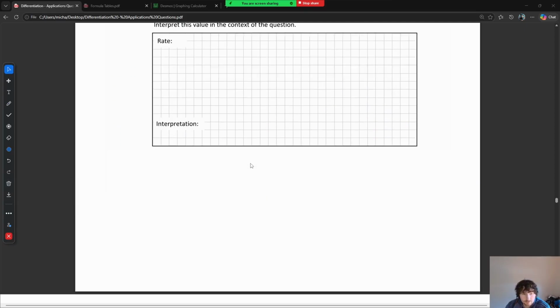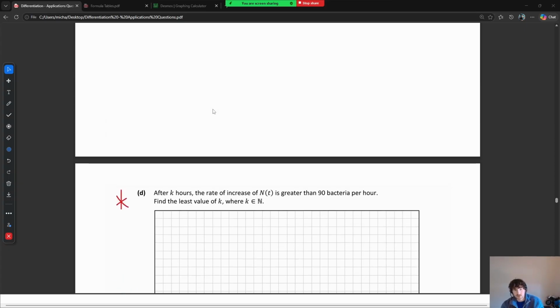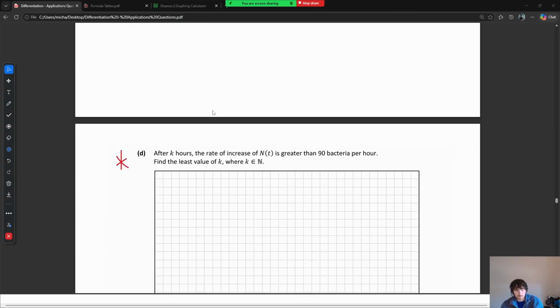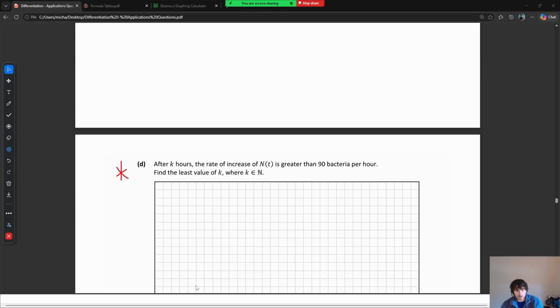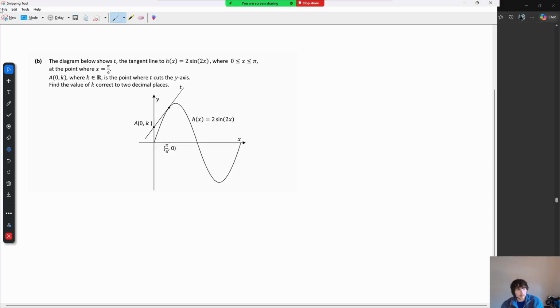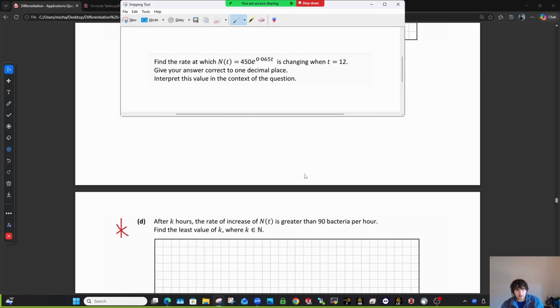Okay, great. After k hours, the rate of increase is greater than 90. Find the least value of k. Well, this is an interesting question. Okay, so and then there's a different colony. So this question has got interesting. So we'll snip this and bring this down here so that we can do this.